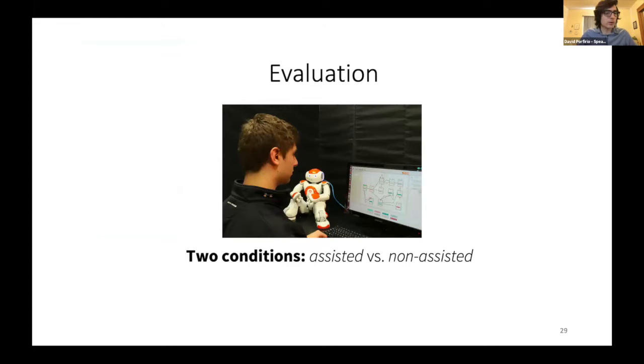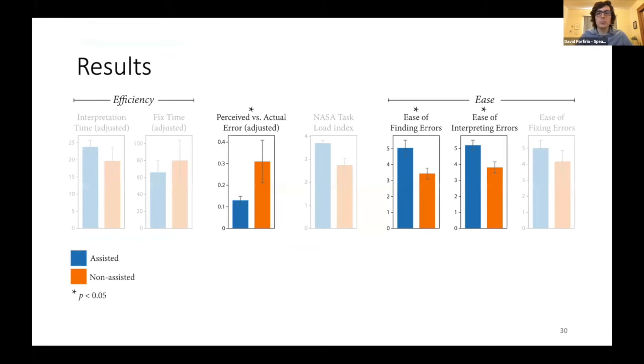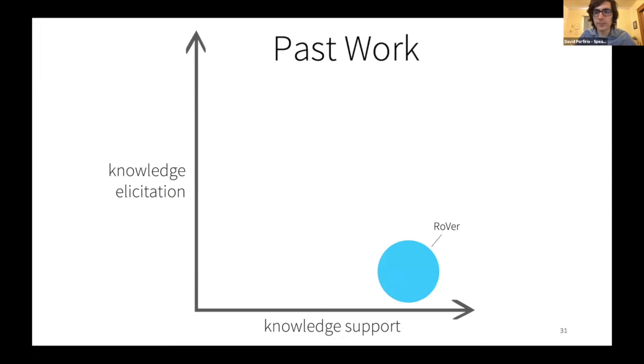And we evaluated Rover with a small comparative user study. In this evaluation, we tested the effects that feedback from formal verification has on the interaction design process. We found that participants who received feedback more accurately perceived errors in their design and also found it easier to find and interpret social norm violations. I'm just briefly touching upon the evaluation here before moving on.